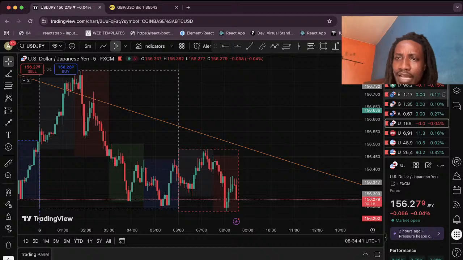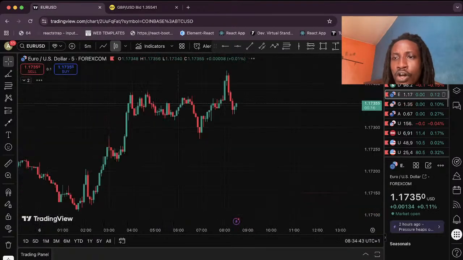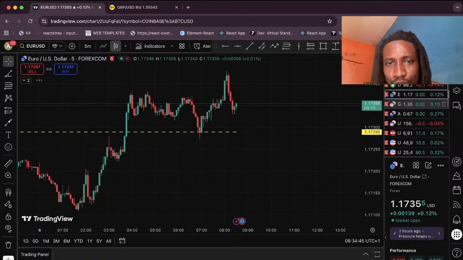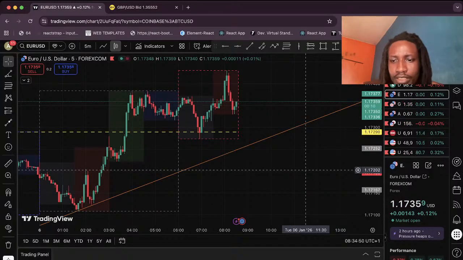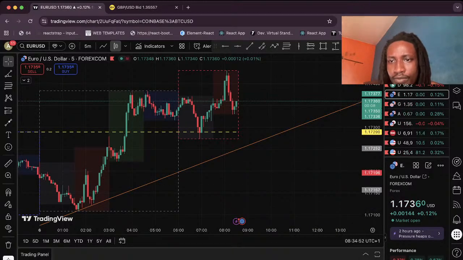So for me, my focus is entirely on these two guys, British pound USD and Euro USD. That's where my focus is. So we are waiting for the confirmation on DXY. Once we get the confirmation on DXY, of course, we will be jumping on it like our life depends on it.